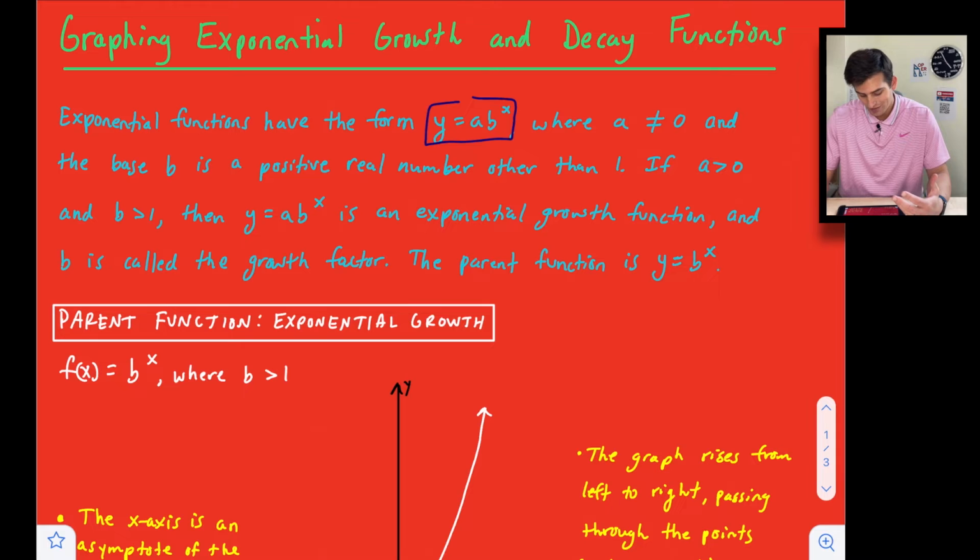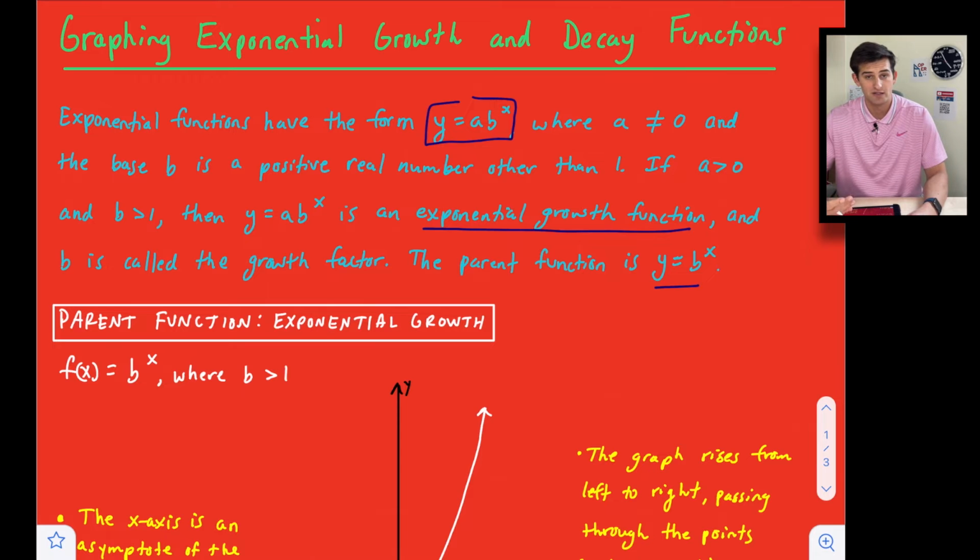If a is greater than 0 and b is greater than 1, then our equation y equals a times b to the x is an exponential growth function. So that's one of our options. We could have exponential growth, and b is called the growth factor. The parent function is y equals b to the x.